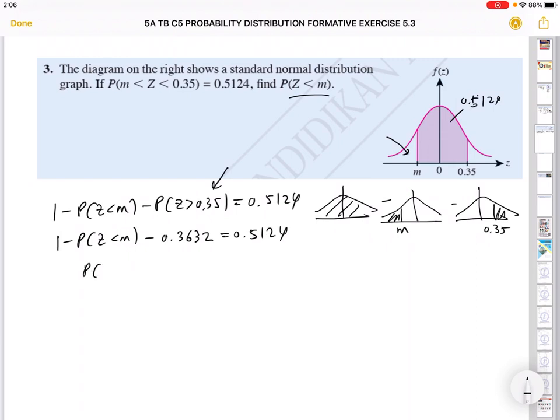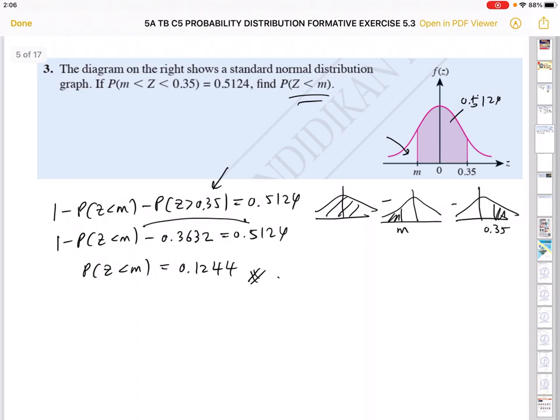By taking 1 minus 0.3632 and minus 0.5124, I get 0.1244. Here you don't have to find an m, we can just leave it like this because the question only asks you for the probability of z less than m.